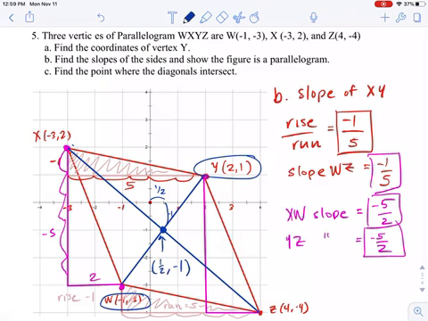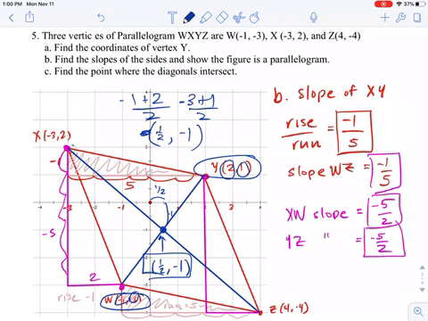So you also could figure it out by taking the x coordinates, that's -1 and 2, and taking the average, and taking the y coordinates, that's 3 and 1, and taking the average. If you do that, you get positive 1/2 and, oh, this is -3, and -1. You get the same answer as if you just look on the graph. So the point where the diagonals intersect is 1/2, -1.